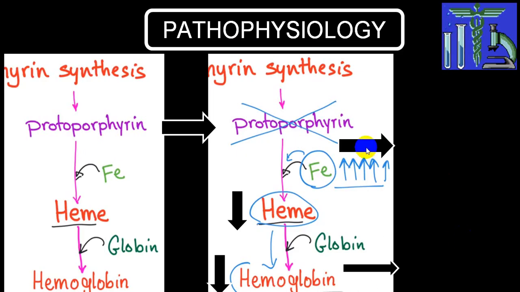So we leave it here. As this protoporphyrin is not manufactured because of the ALA synthase defect, iron accumulates in the RBC, and that is present in the mitochondria. You will have increased iron in the RBC, giving rise to what we call a ring sideroblast. So heme level will be reduced, and secondary to that, hemoglobin level will also be reduced. That will give rise to what we call a hypochromic microcytic anemia.